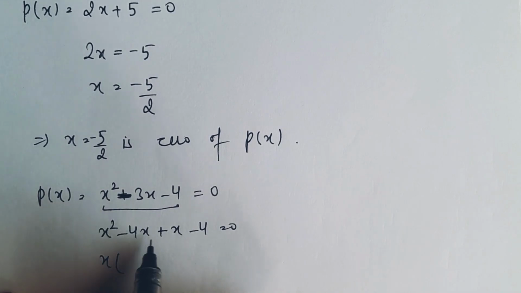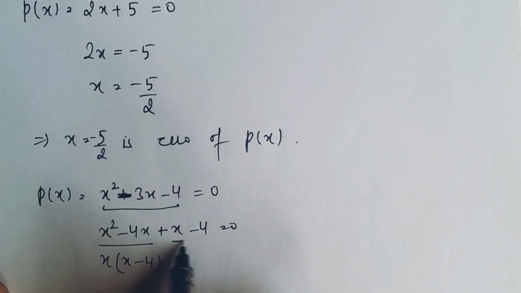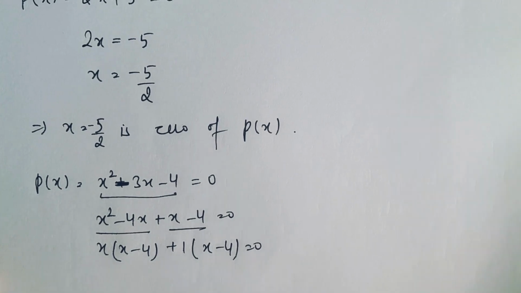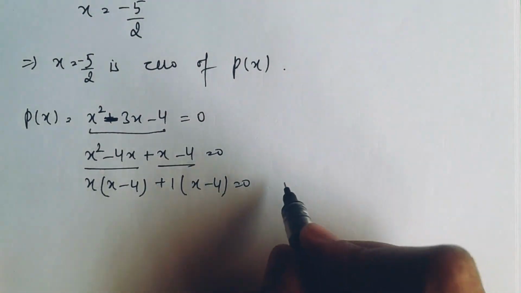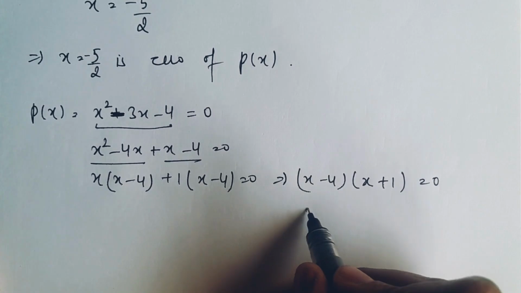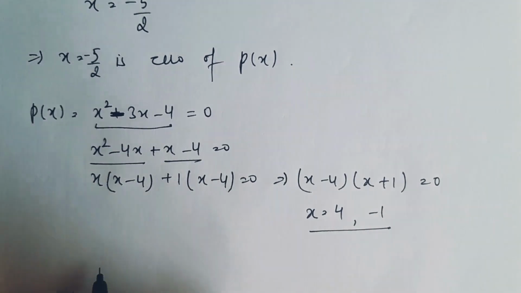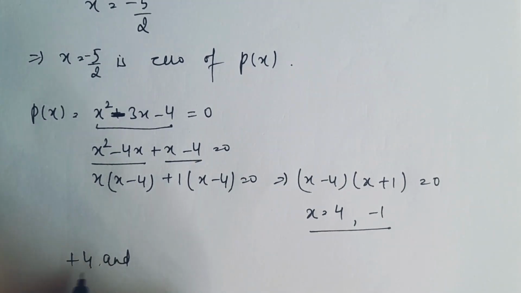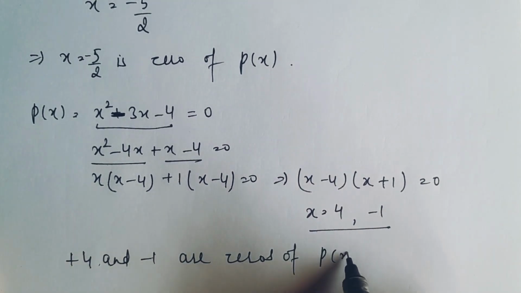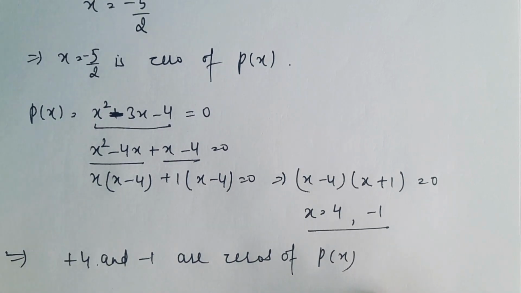Split the middle term, so -4 and 1 are the factors of -3. So we take x common from the first two terms, and from the last two we take 1 as common. So we get one factor x minus 4 and another x plus 1. Two factors we got, so that means x is equal to 4 and x is equal to -1. 4 and minus 1 are the zeros of p(x). So we got two zeros in this case, 4 and minus 1, of this quadratic polynomial.